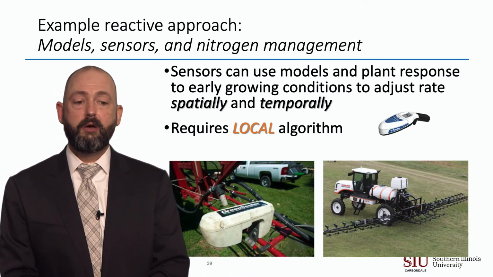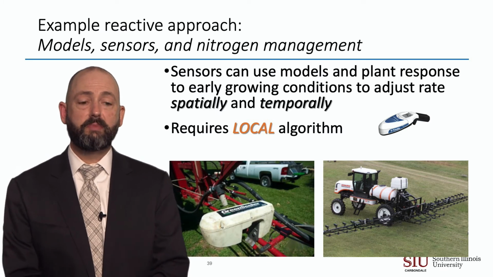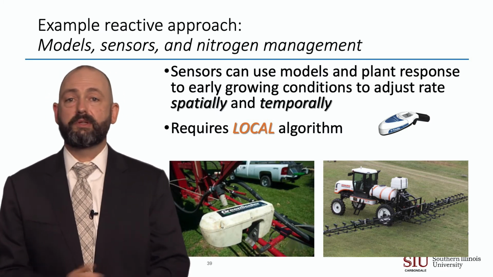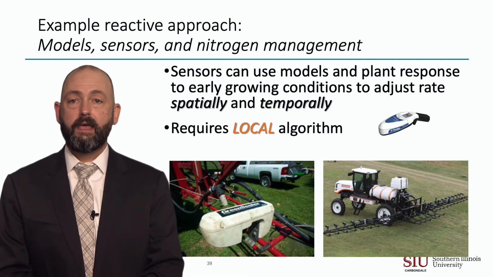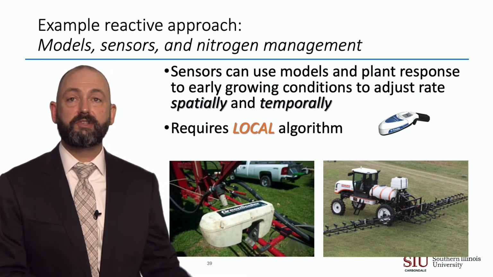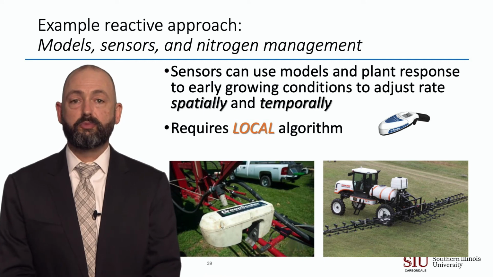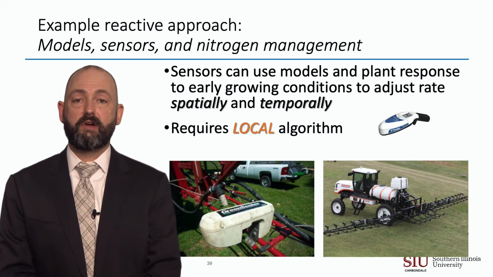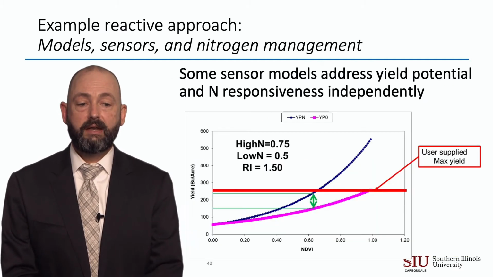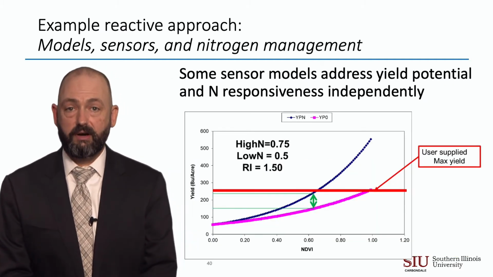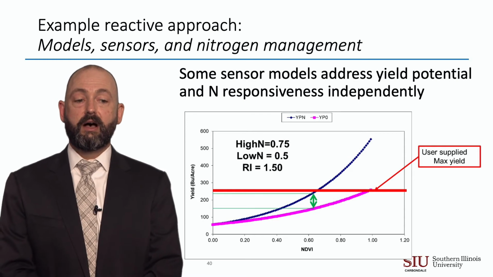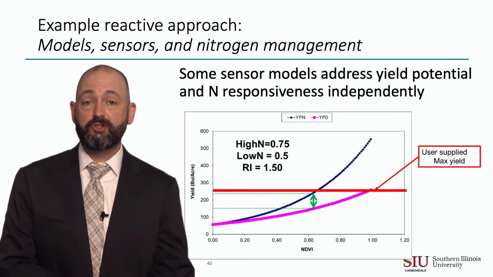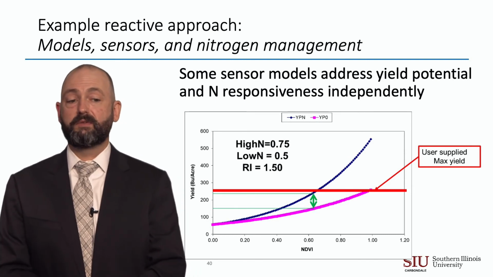geographically far away. But sensors use models and plant response to early growing conditions to adjust rate both spatially and temporally, so each year and across the field. It requires that local algorithm, and you can see here we mounted them on a spray boom, and they're sensing that crop, and every second the computer is changing the rate based on what it sees in the crop. Now it requires a reference strip, and it uses that reference strip and the reading of the crop to address yield potential and nitrogen responsiveness independently.